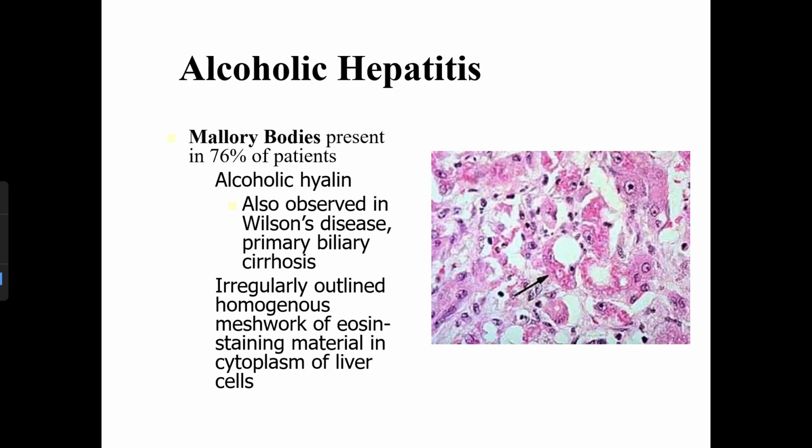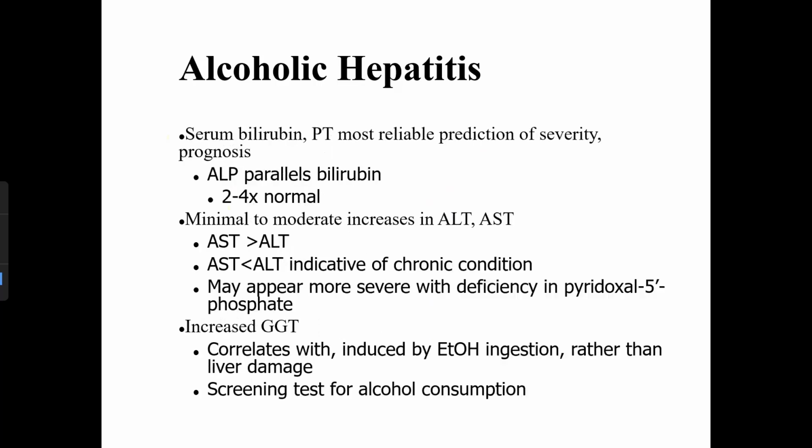Mallory bodies are present in 76% of patients. Alcoholic hyaline, also observed in Wilson's disease, primary biliary cirrhosis. Irregularly outlined homogeneous meshwork of eosin staining material in the cytoplasm of the liver cells. Serum bilirubin. Prothrombin time is the most reliable prediction of the severity of prognosis. ALP parallels bilirubin, and it's 2 to 4 times normal. Minimal to moderate increases in ALT, AST.